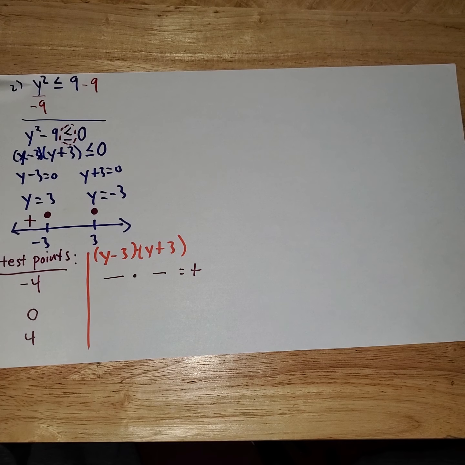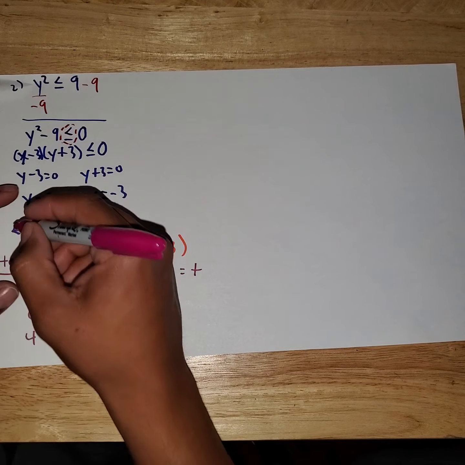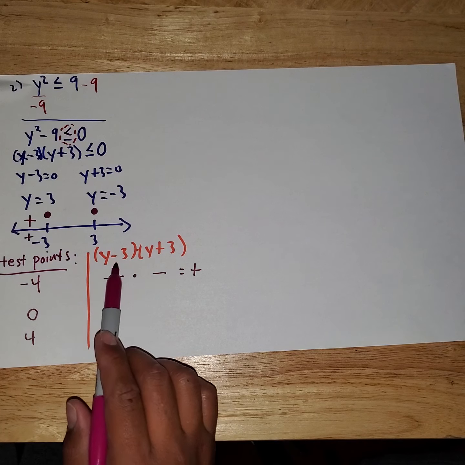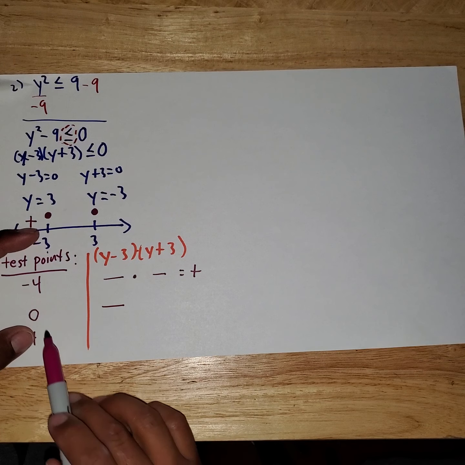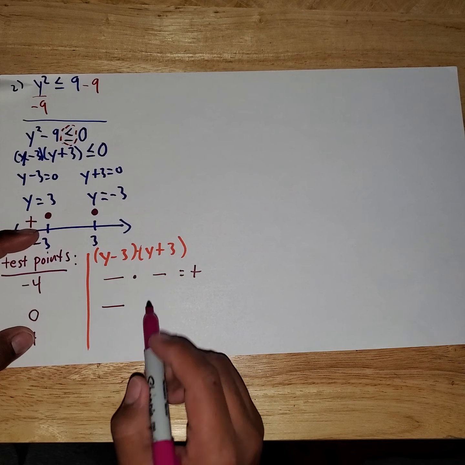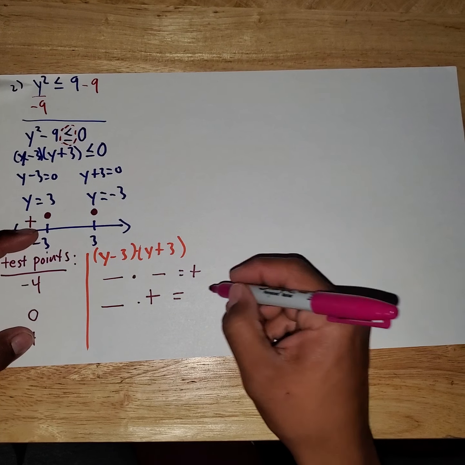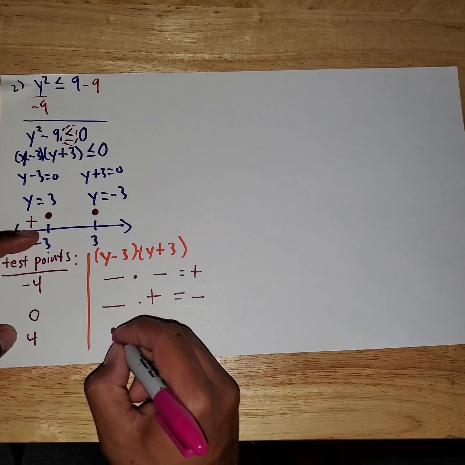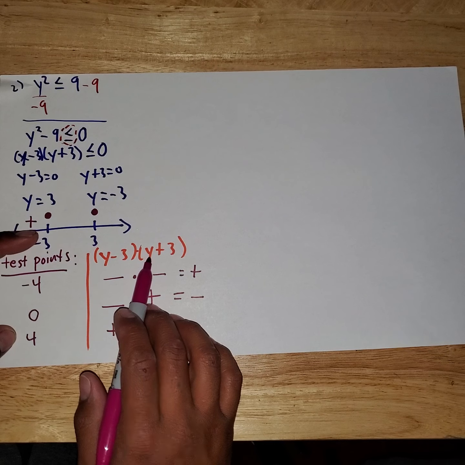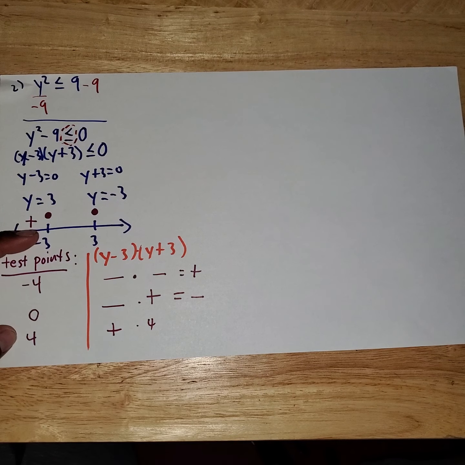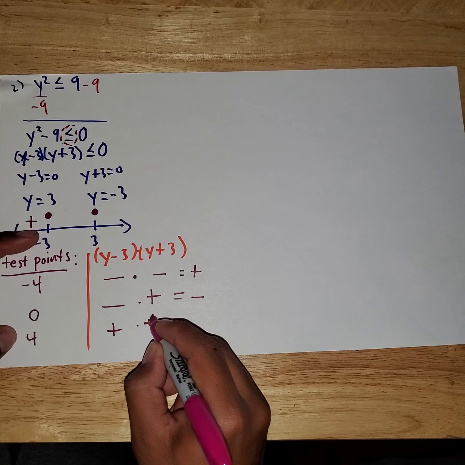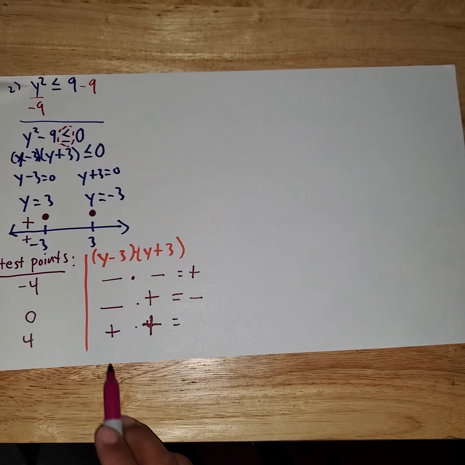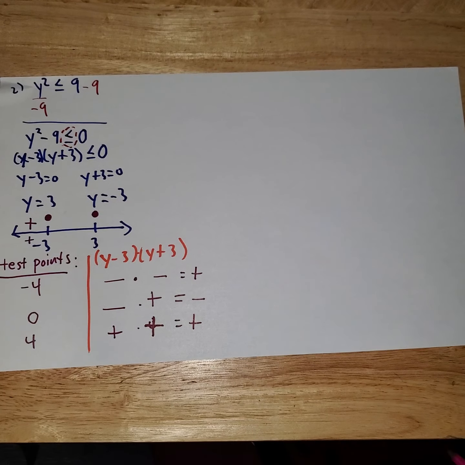I probably should have done it under so I don't get in the way of my graph. Now when I put in 0, 0 minus 3 is still a negative number. 0 plus 3 is a positive number. That's going to give me a negative. I plug in positive 4 here. 4 minus 3 is a positive. And I plug in a 4 here. Oh, sorry. It's going to be positive because 4 plus 3, a positive plus a positive is still positive. And then a positive times a positive is positive.